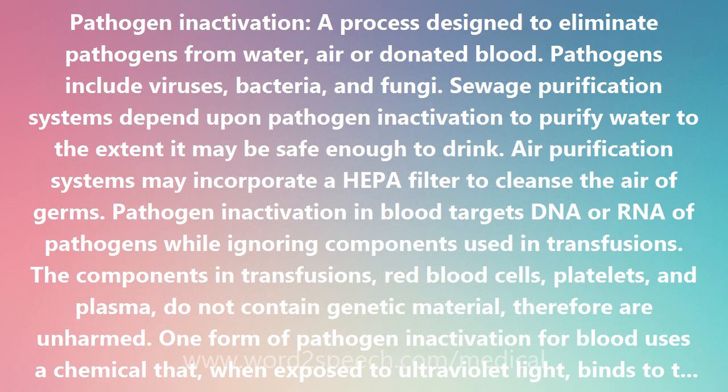One form of pathogen inactivation for blood uses a chemical that, when exposed to ultraviolet light, binds to the genetic material. The bonds prevent the two strands of DNA's double helix from unzipping, thereby preventing germs from replicating. RNA, the genetic material in some viruses such as HIV, is similarly immobilized.